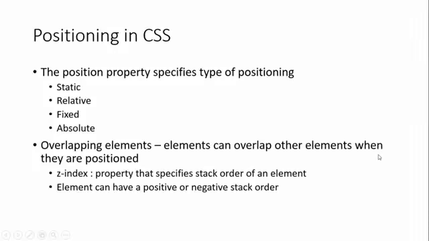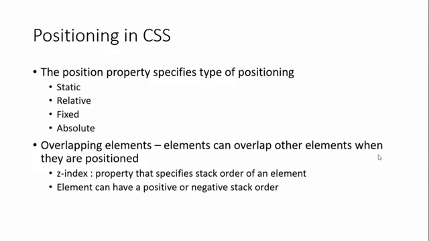Positioning in CSS. The position property specifies the type of positioning method used for an element. There are four different position values: static, relative, fixed, and absolute. Elements are then positioned using the top, bottom, left, and right properties. These properties work only if the position property is set first, and depending on the position value.